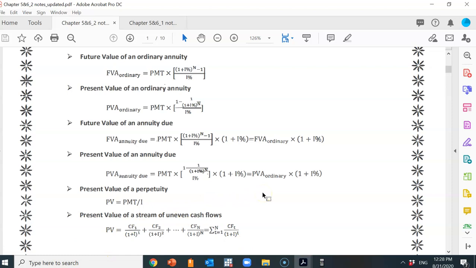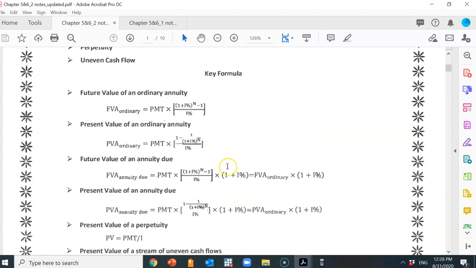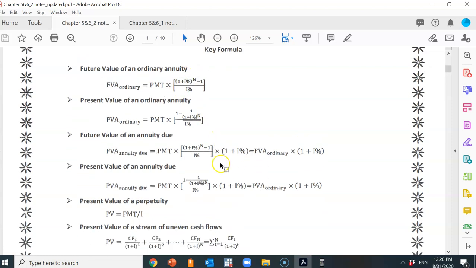So for ordinary annuity, annuity due, and uneven cash flow, we're going to learn how to calculate present value or future value using the formula or using the calculator, but in practice, we will rely a lot on the financial calculator. For perpetuity, we're going to just use the formula, and a scientific calculator would be enough.